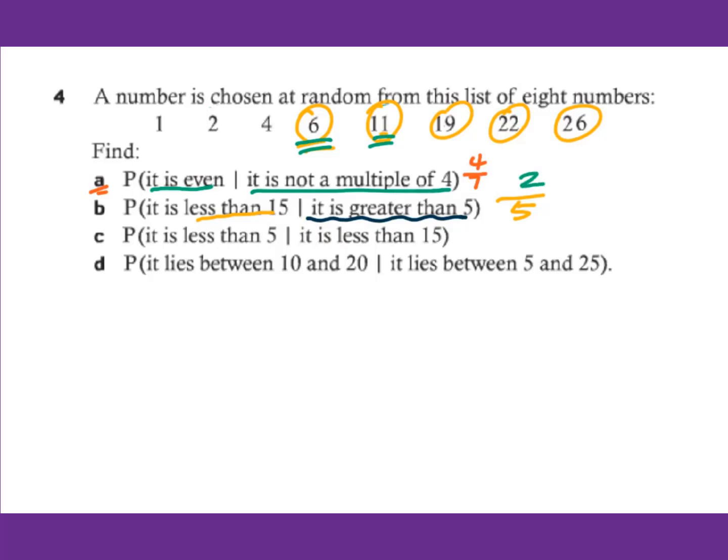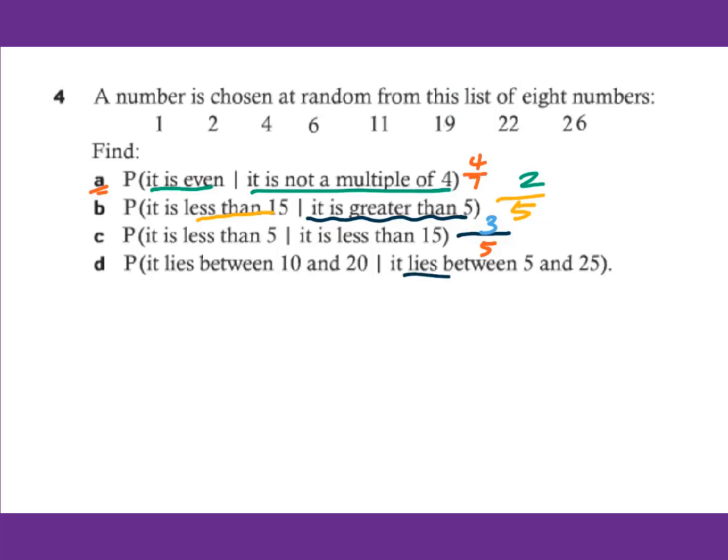Let's go to C. Probability it is less than 5, given it's less than 15. Less than 15, we do 1, 2, 3, 4, 5. Then less than 5, we do 1, 2, 3. So 3 over 5.